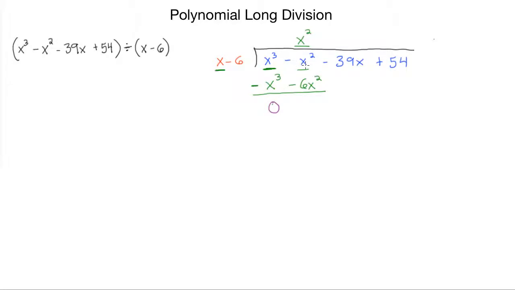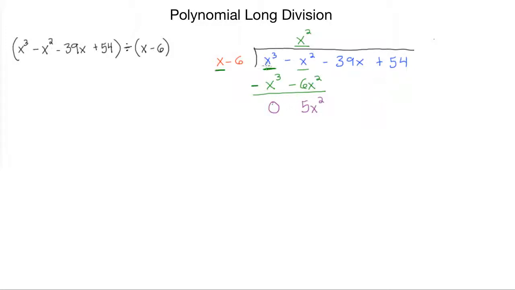All right, but I have to subtract the other part. So I've got negative x squared minus a negative number. If I distribute that negative, it ends up becoming negative x squared plus 6x squared, two negatives. So negative x squared plus 6x squared is going to give me positive 5x squared. And we've just done the first step. Now we go through again.